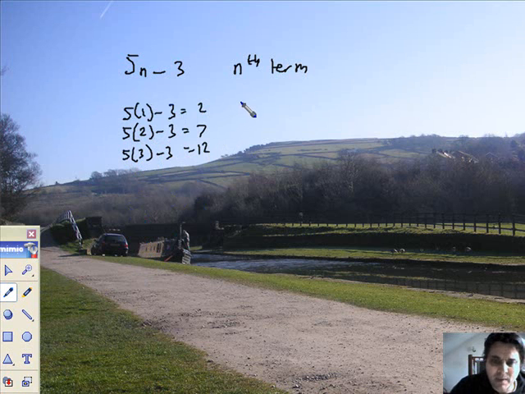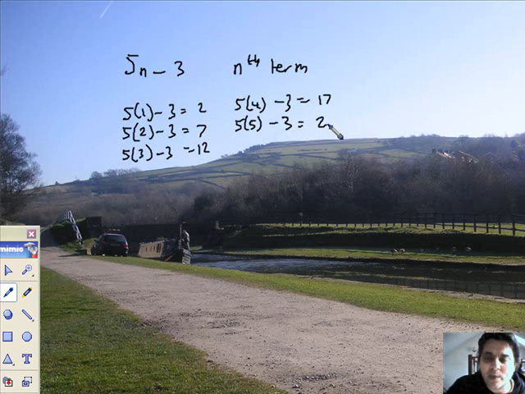5 lots of 4 for the 4th term, take away 3, 20 take away 3, 17, and the last one, for the 5th term, 5 lots of 5 is 25, take away 3, 22, and that is the sequence of answers for the 1st, 2nd, 3rd, 4th and 5th terms. Now finding the nth term of the sequence is me giving you these answers in a line and then working backwards to get the original nth term for the sequence.